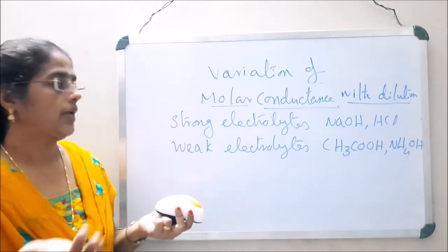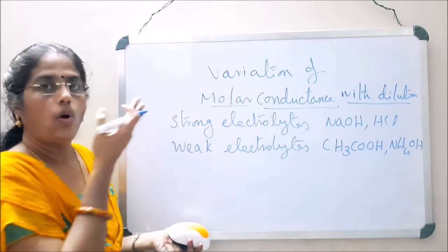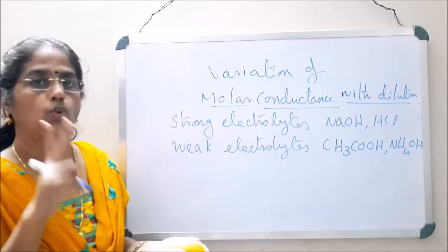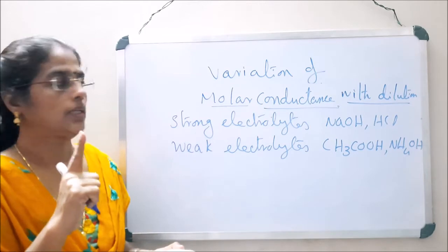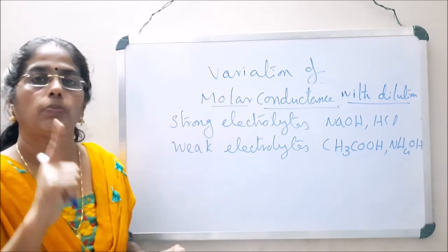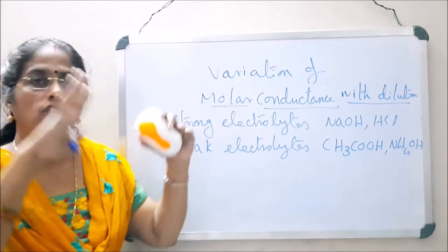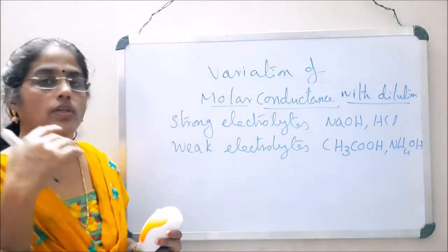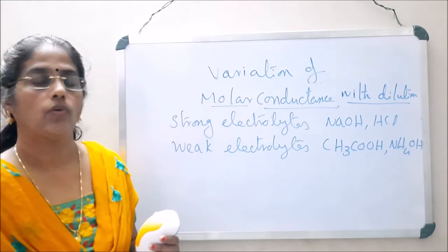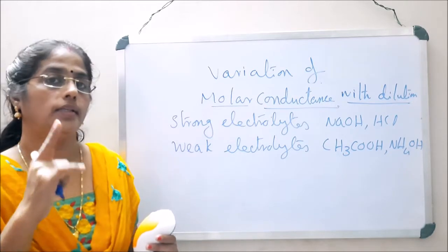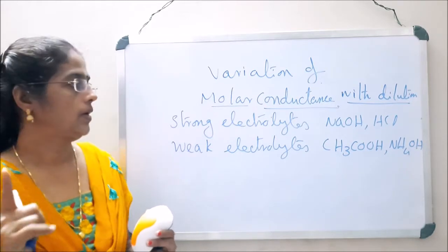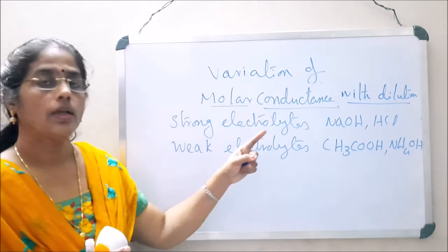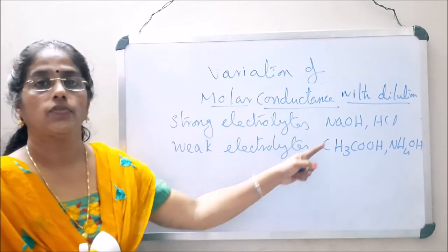That is why in the case of weak electrolytes, on dilution the molar conductance increases due to two reasons. One is due to the increase in the speed of the ions. That is, since total volume increases, the ions can move faster. So, due to the increase in the speed of the ions and also due to the increase in the number of ions, so, due to two reasons, in weak electrolytes, the molar conductance increases with the dilution.